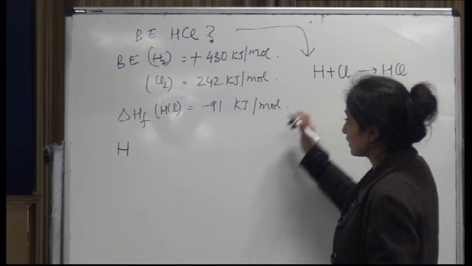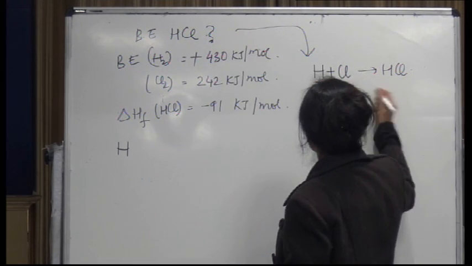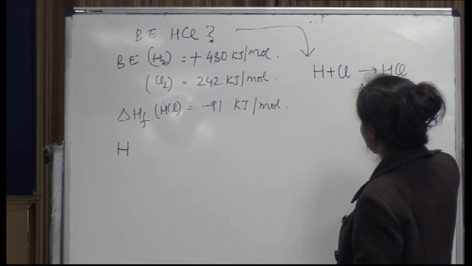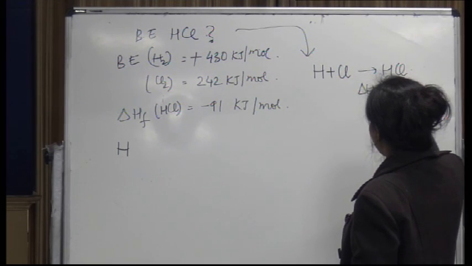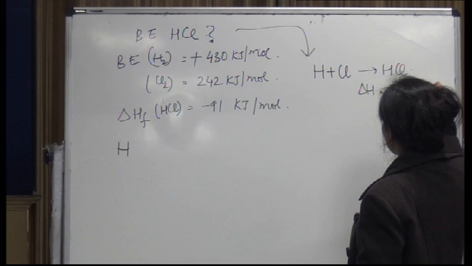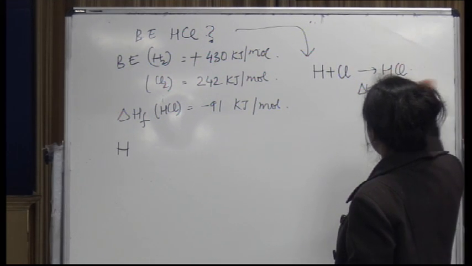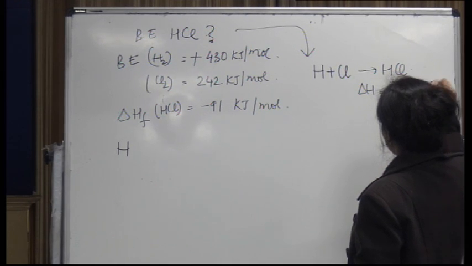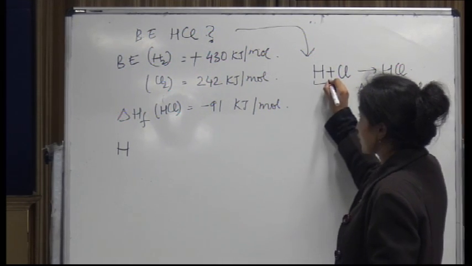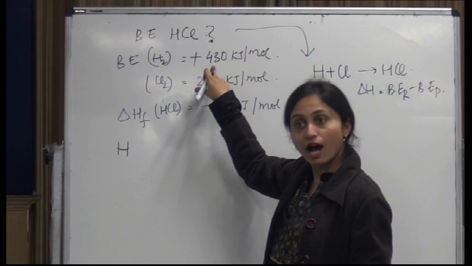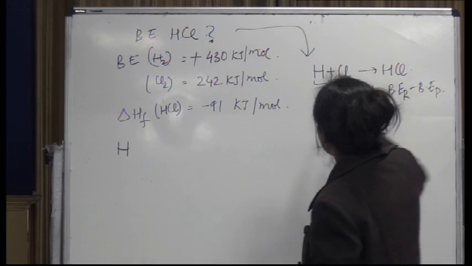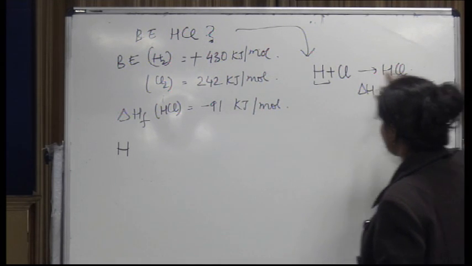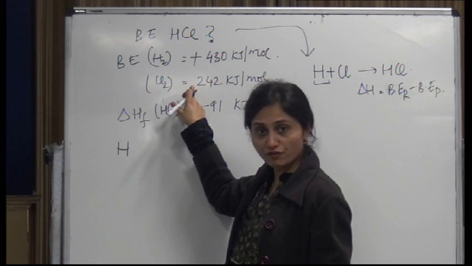Your net delta H for this reaction will be H of reactants minus H of products, or I can say bond energies of the reactants minus bond energy of the products. So it means bond energy of H, what will be bond energy of H? Half of this. What will be bond energy of Cl? Again half of this, right?